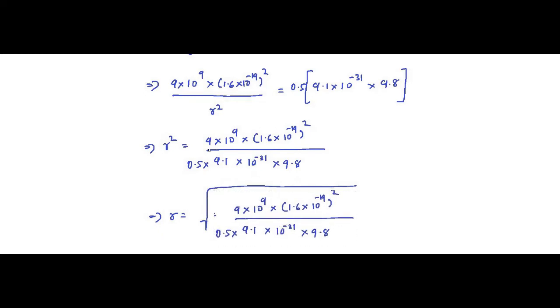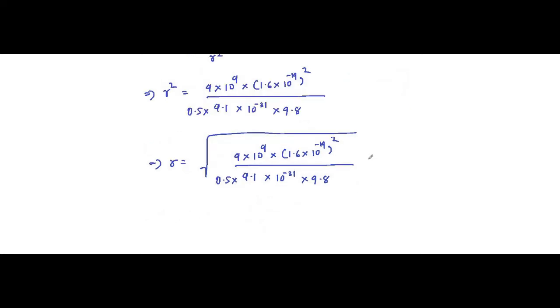Okay, so r is the root over of this thing, and that will be equal to, if we calculate it, it is coming around 7.9 into 10 to the power minus 0.19 meter. This is the separation distance.